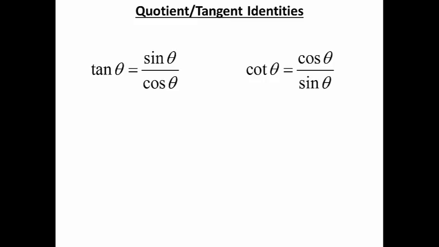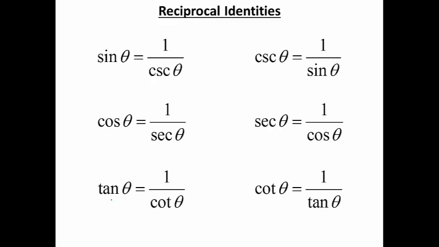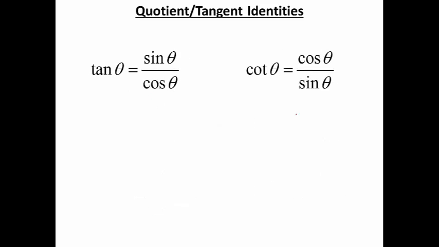The next pair that you already know, again, another pair that we've been using all along, the quotient or the tangent identities. Tangent is sine over cosine, and cotangent is cosine over sine. As long as you know that the relationship between tangent, sine, and cosine is that sine divided by cosine is tangent, and if you know that tangent and cotangent are reciprocals of each other, then you automatically know this one as well.